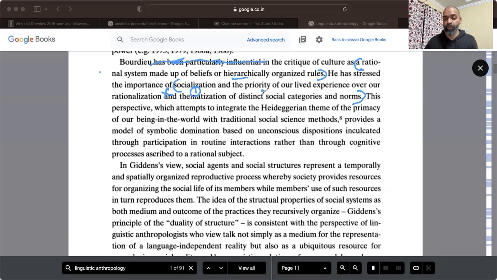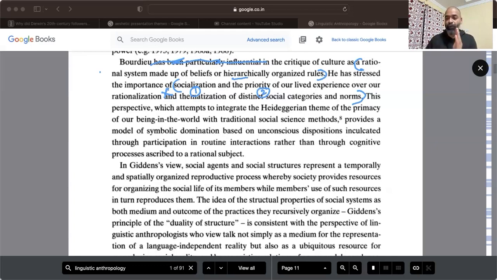This is the second one. So socialization plus prioritizing our lived experience over rationalization and thematization of distinct social categories and norms. So this entire thing, right? The priority of our lived experience over our rational. This is what we call a phrase, because it doesn't have a subject-verb combination. If you remember, it's not a complete idea.